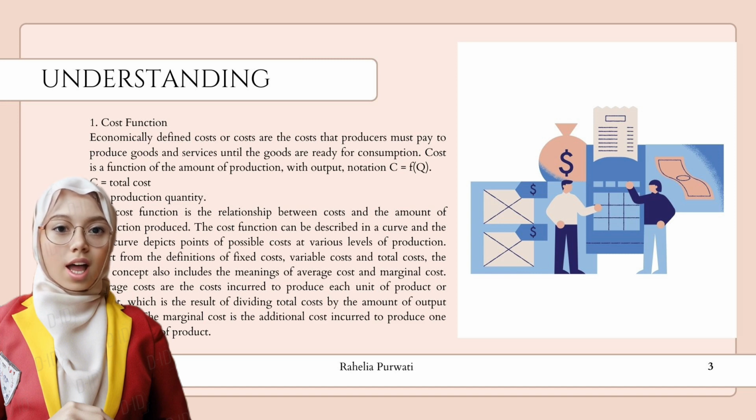The cost function can be described in a curve, and the cost curve depicts points of possible costs at various levels of production. Apart from the definitions of fixed costs, variable costs, and total costs, the cost concept also includes the meanings of average cost and marginal cost. Average costs are the costs incurred to produce each unit of product or output, which is the result of dividing total costs by the amount of output produced. The marginal cost is the additional cost incurred to produce one additional unit of product.